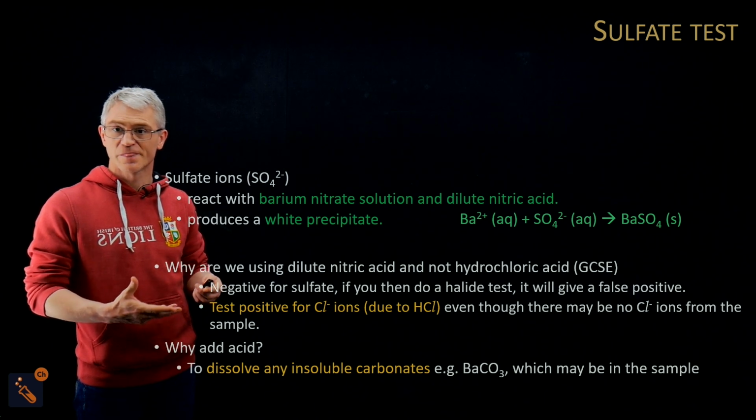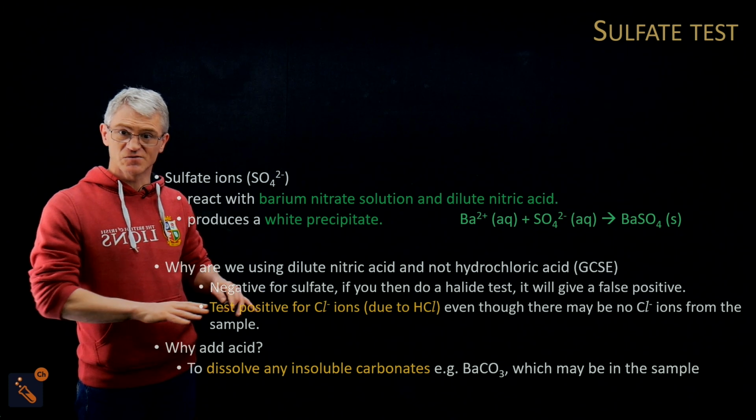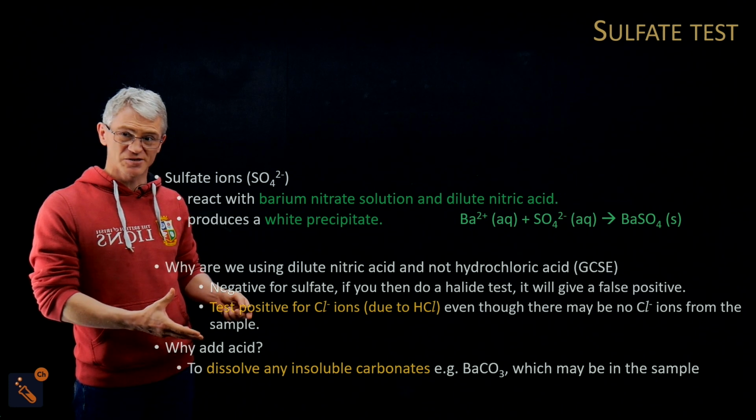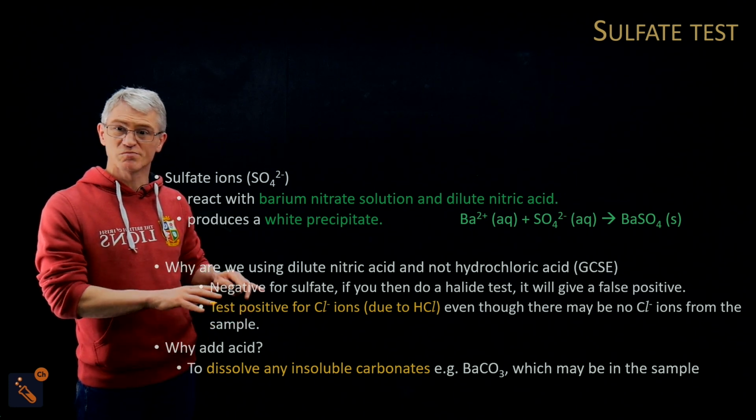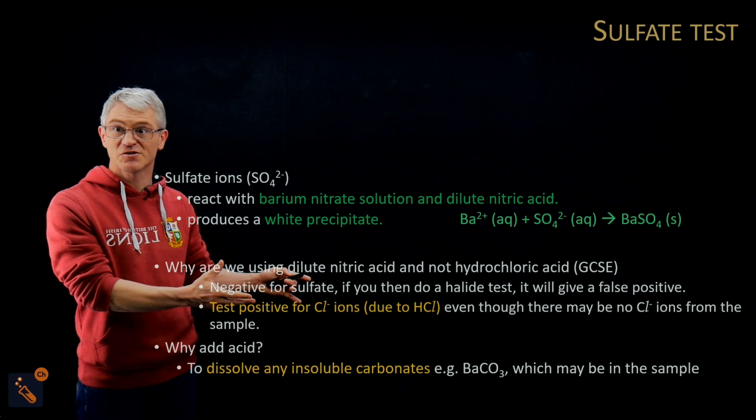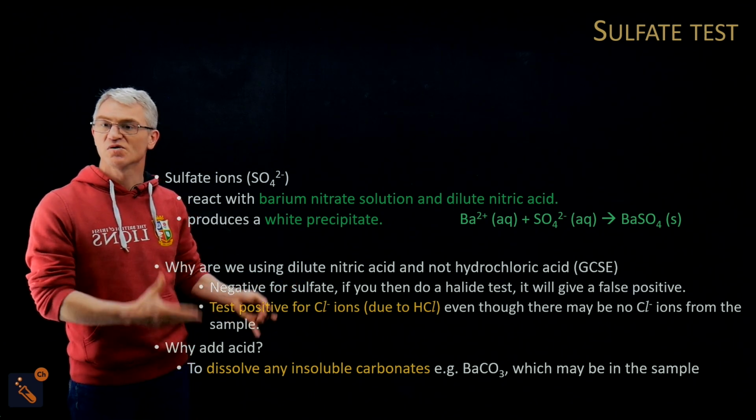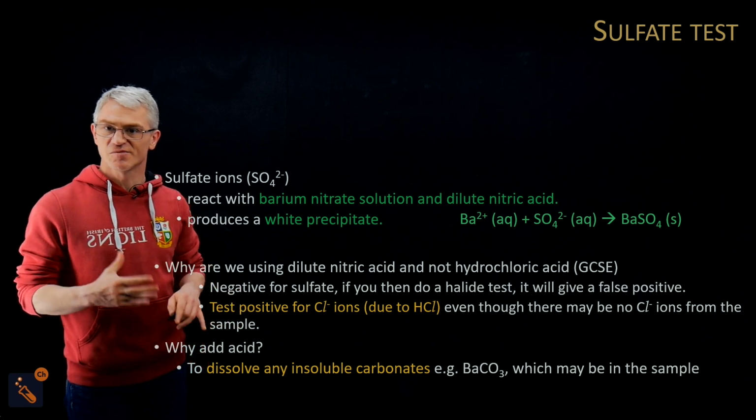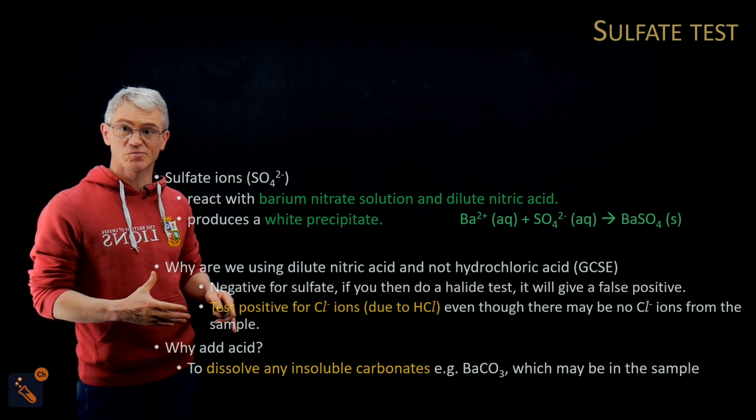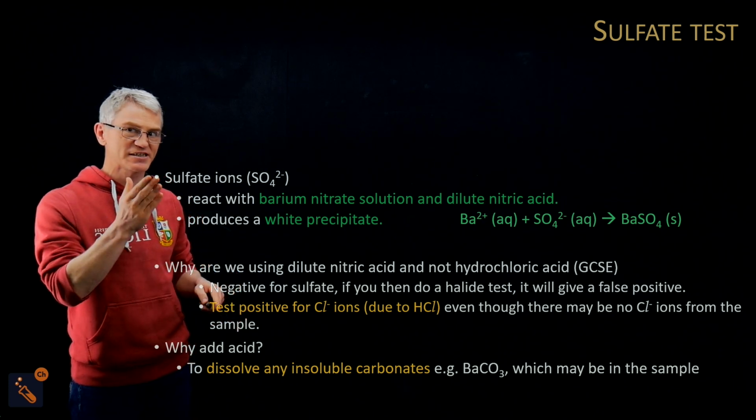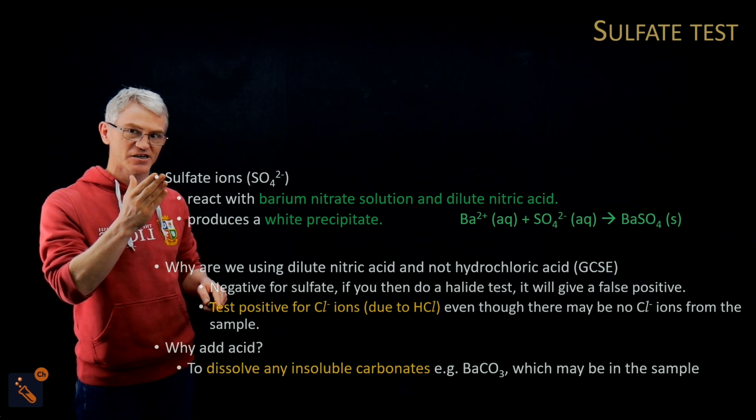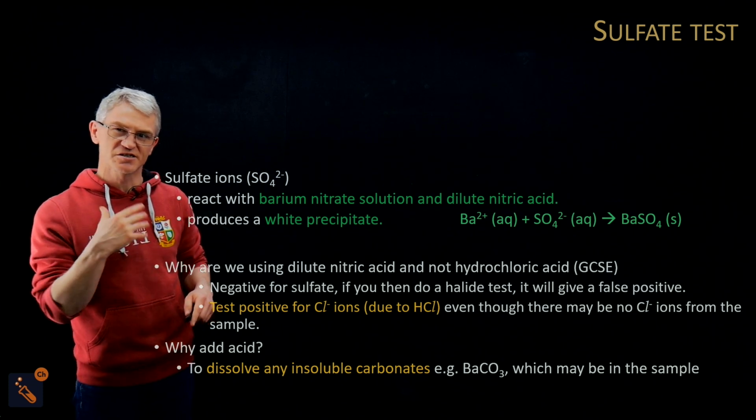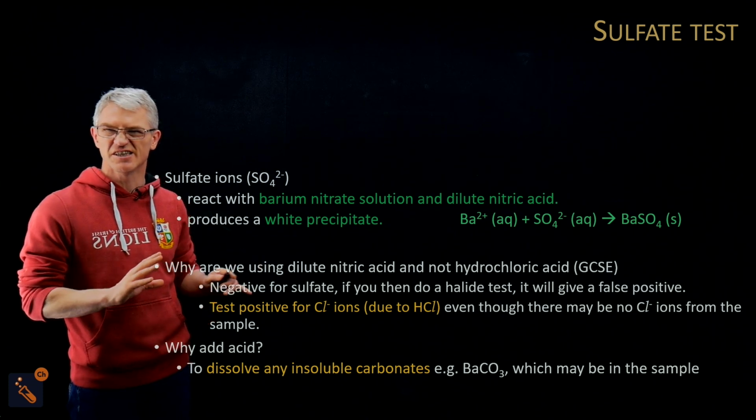Carbonates themselves can be very insoluble and can come out as white substances. And if they come out as white substances, you might mistake them for the sulfate, or for a chloride precipitate or something like that. So we add acid to get rid of any carbonates that might be in the sample at this stage. Remember, we've already tested for carbonates at the start. So we just add a bit of acid to make sure there are no carbonates left, in case we think they're a white precipitate when actually they're not.